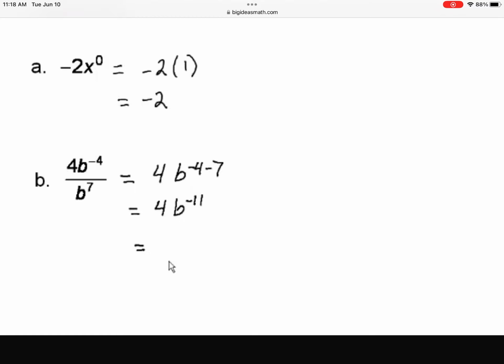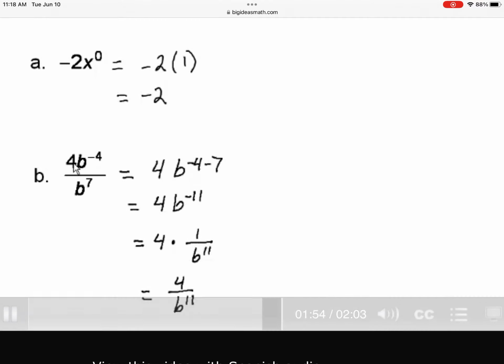Now use the definition of negative exponents to rewrite the expression as 4 times 1 divided by b to the 11th. 4 does not change because its exponent is positive 1. 4 times 1 divided by b to the 11th is equal to 4 divided by b to the 11th. So, the expression 4 times b to the negative 4th divided by b to the 7th is equal to 4 divided by b to the 11th.